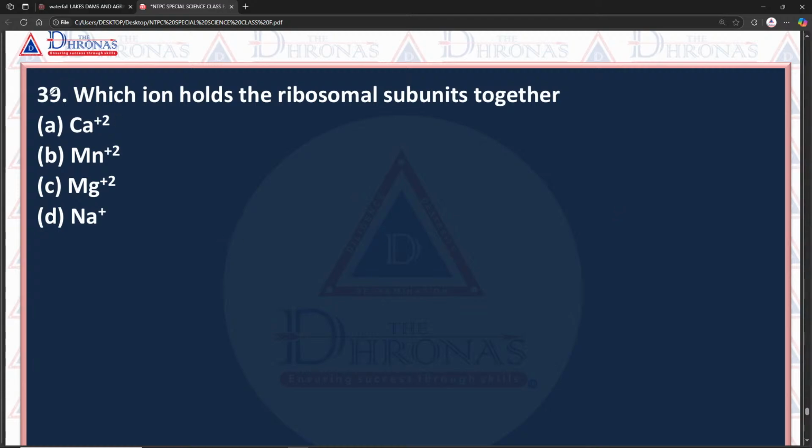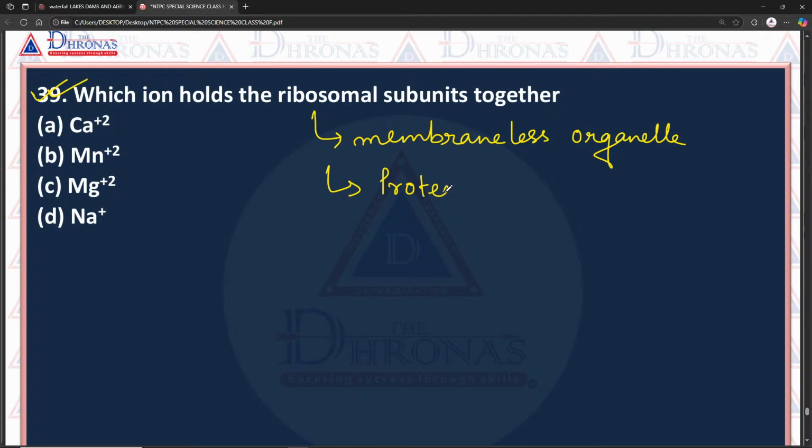39. Which ion holds the ribosomal subunit? थोड़ी देर पहले सब यूनिट डिस्कस कर रहे थे, तो उन सब यूनिट्स को राइबोसोम में कौन सी आयन होल्ड करके रखते हैं? Is it calcium, is it manganese, is it magnesium, or is it sodium? So ribosome is membrane-less organelle. It is also known as protein factory. Membrane-less organelle and protein factory.